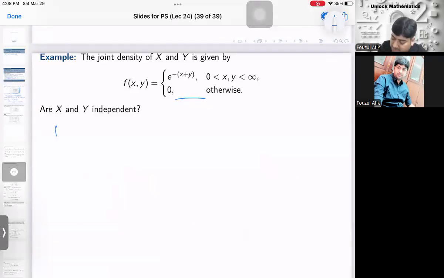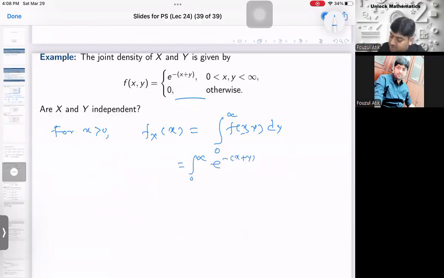So for x greater than 0, we have the marginal density function of x, f of x. How do you calculate it? We have to keep x fixed and do the integration over y. So it is the integration, with y from 0 to infinity, of f of x y into dy. But this value is actually the integral from 0 to infinity of e power minus of x plus y into dy. So I can immediately take e power minus x out, and then the integral of e power minus y dy is e power minus y divided by minus 1, with limits 0 to infinity. If you put in the limit values, it is e power minus x into 0 plus 1. So it is e power minus x.